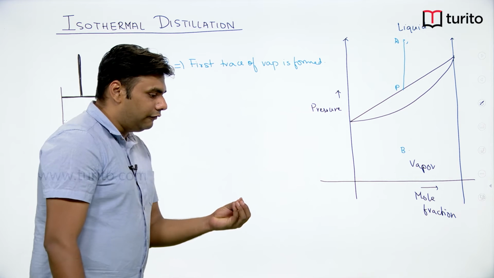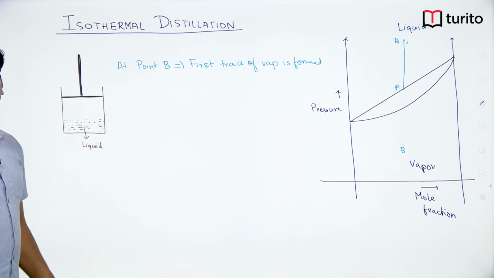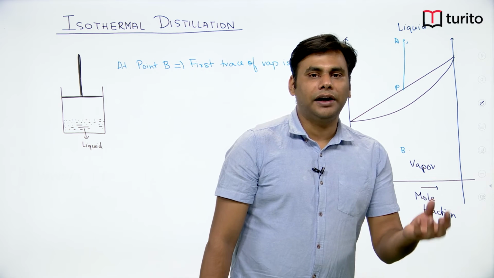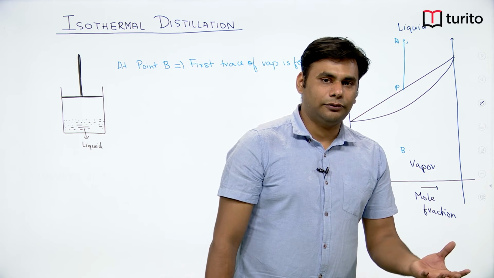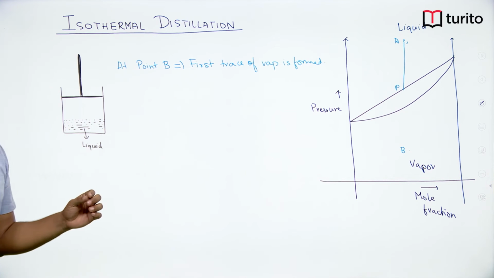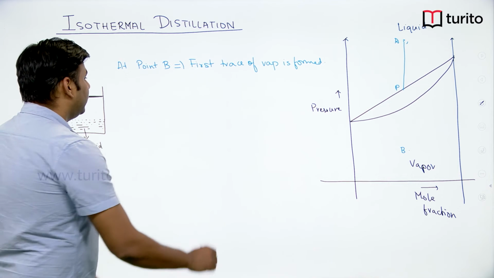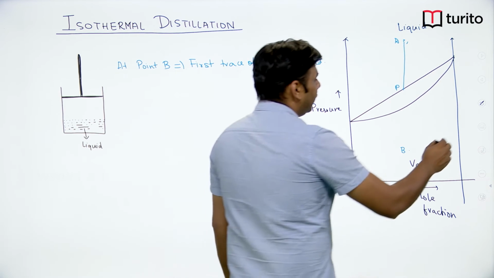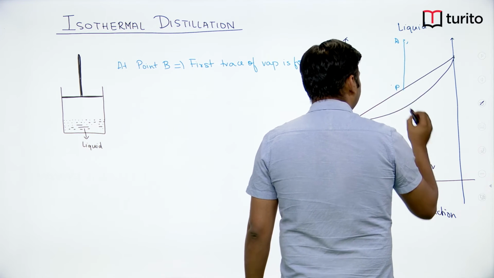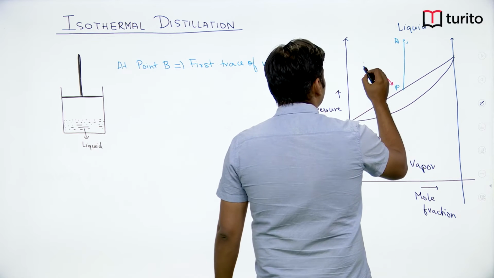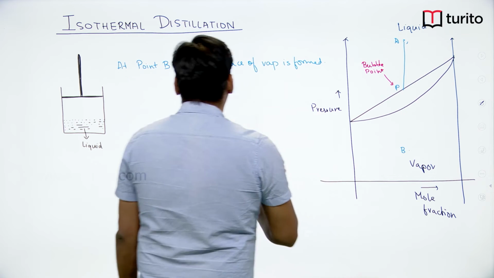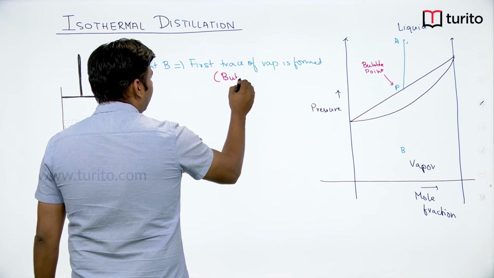The first trace of vapor can be seen through the bubble that forms in the liquid. As you can see at home when you boil water, there is bubbling, indicating that the boiling point has been reached and the liquid is converting into the vapor phase. So when the first trace of vapor is formed, you can see a bubble in the liquid, and this point is called the bubble point. Hope this is clear to you.